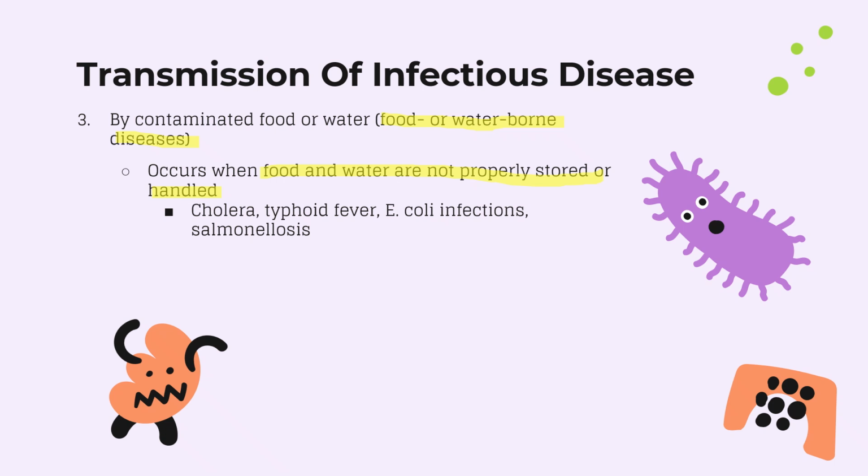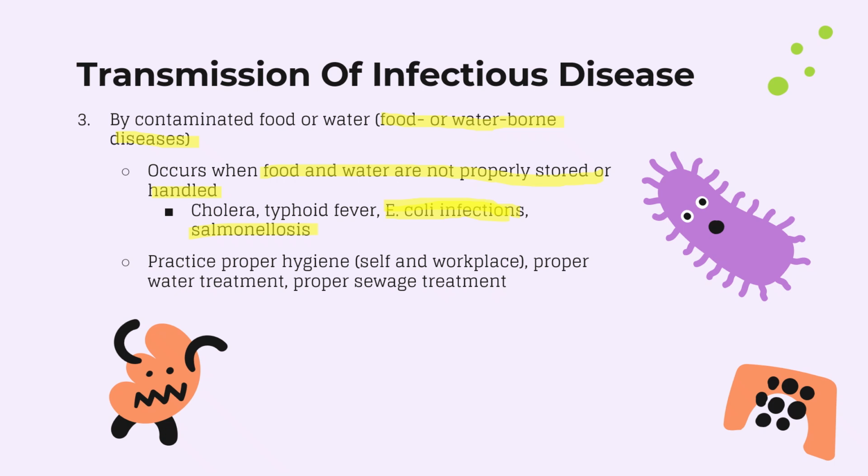Examples are cholera, typhoid fever, E. coli infections. E. coli infections can occur actually pretty frequently, even in Singapore. When you have food poisoning, you have diarrhea, it's probably caused by E. coli infections. E. coli is a bacteria, by the way. And the last one is salmonellosis. You can Google it, but generally these are known as food or waterborne diseases.